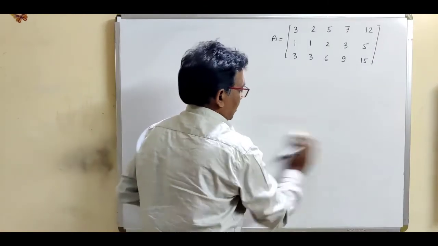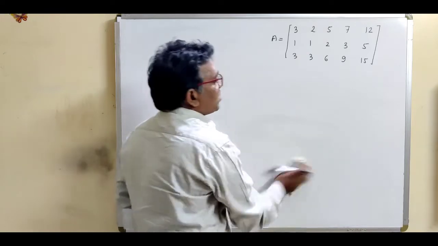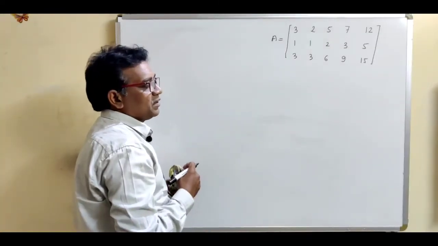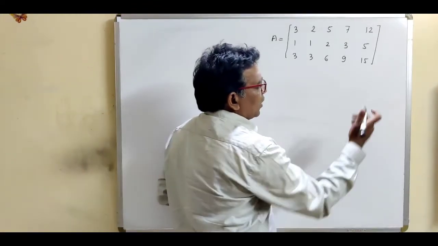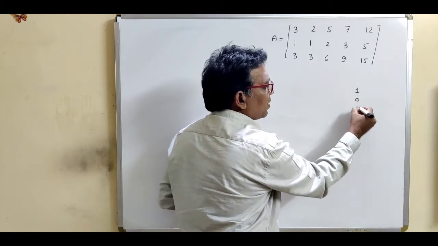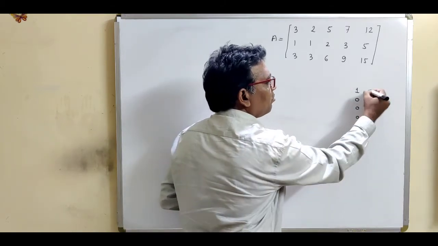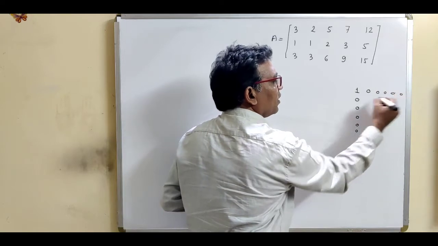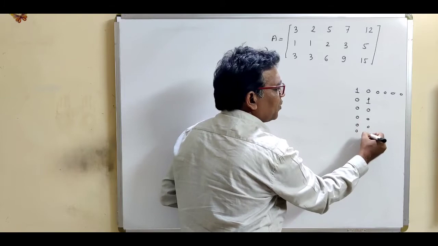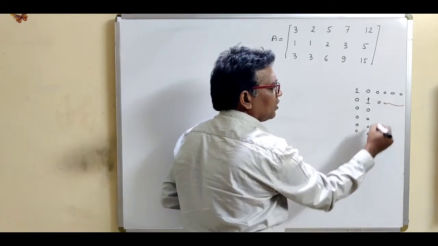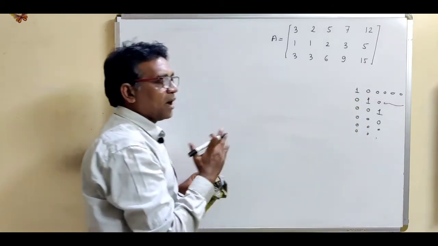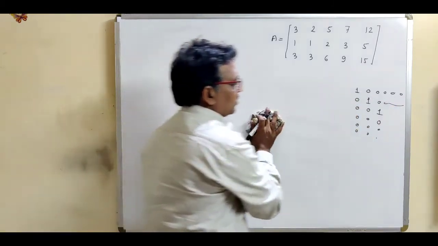So see how to reduce into normal form or canonical form, what is the method? First of all, make the first element 1. By using this 1, make the corresponding column 0, and make the corresponding row 0. Make the next entry 1. By using this 1, make the corresponding column 0 and corresponding row 0. Make the next entry 1, make the corresponding column 0 and corresponding row 0, and so on.